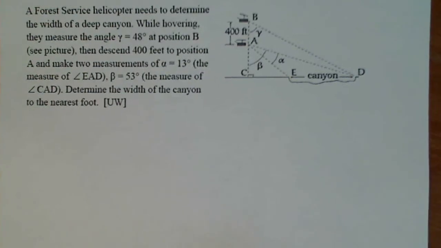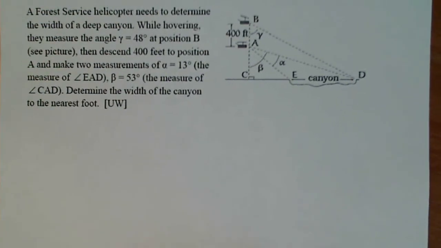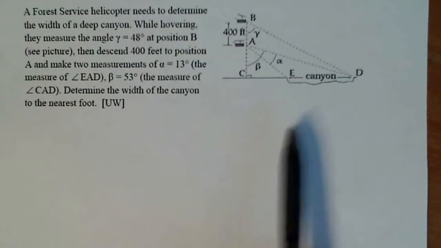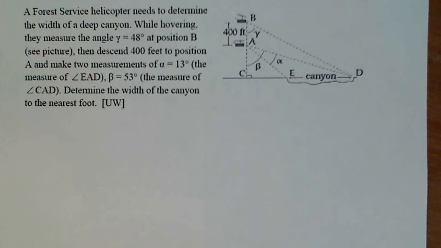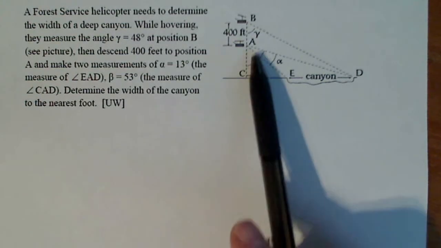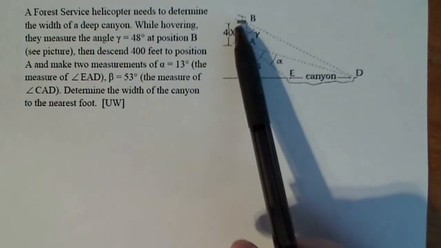All right, we have a Forest Service helicopter, and it needs to determine the width of a deep canyon, which is the length from E to D. While hovering, they measure the angle gamma equals 48 degrees, which is up here, at position B.